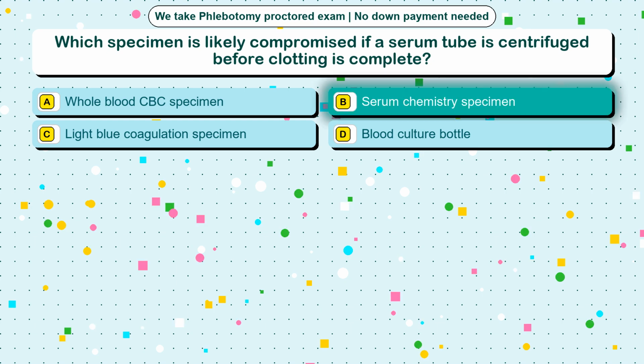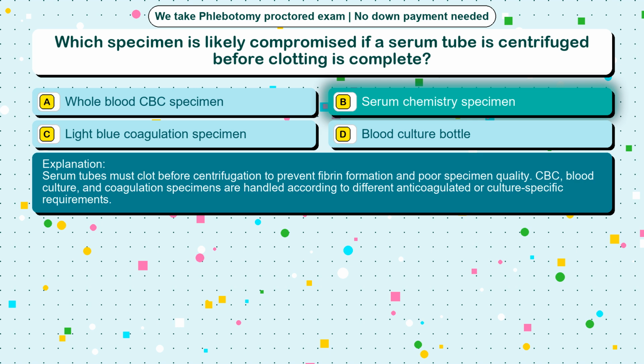The correct answer is option B, serum chemistry specimen. Serum tubes must clot before centrifugation to prevent fibrin formation and poor specimen quality. CBC, blood culture, and coagulation specimens are handled according to different anticoagulated or culture-specific requirements.